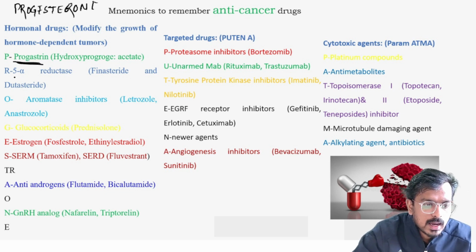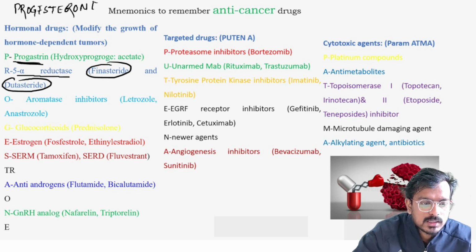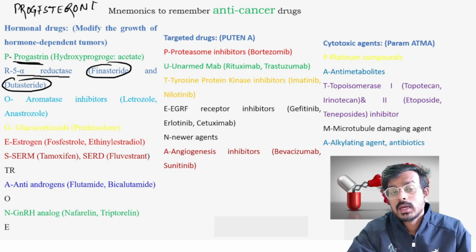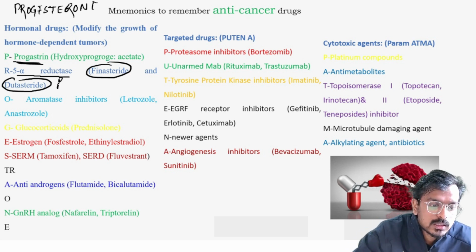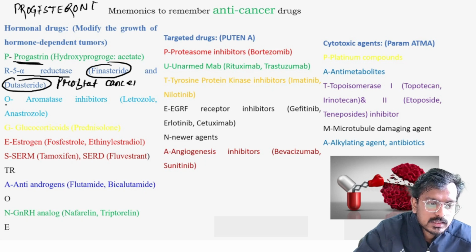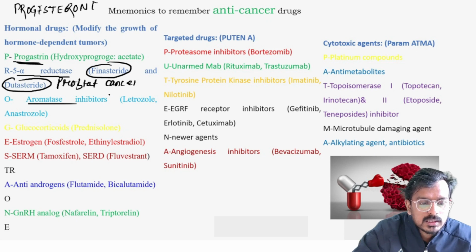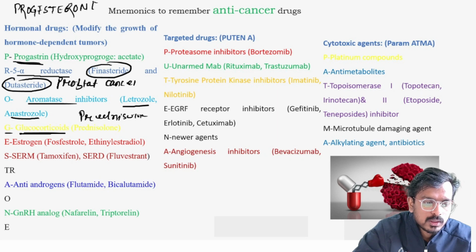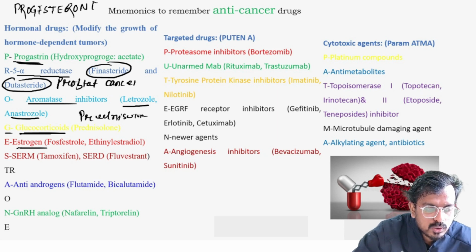R stands for 5-alpha reductase inhibitors, like your finasteride and dutasteride. They are basically given in case of prostate cancer. Next, O stands for aromatase inhibitors, like your letrozole and anastrozole. Then G stands for glucocorticoid, like your prednisolone. Then E stands for estrogen.